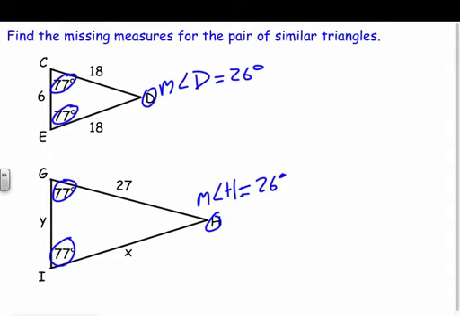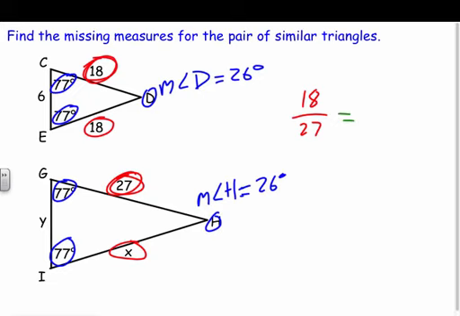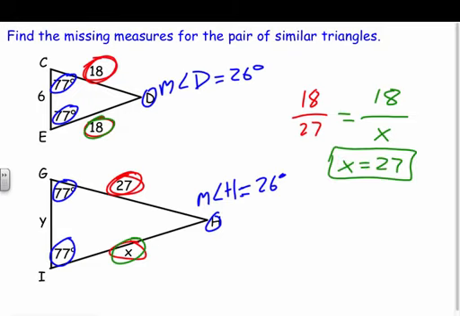What about the sides? I think we could solve for X pretty easily, because that corresponds with this one. And these two correspond. So if I set up a proportion here, I could put 18 over 27 for these two corresponding ones. And then I could set that equal to 18 over X. Well, I don't even need to do the cross product or anything like that, because I can just tell that X has to be 27 in order for those to be equal. So that one I didn't need to do a whole lot of work.